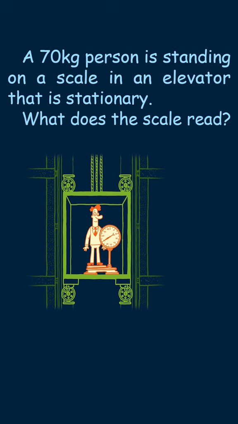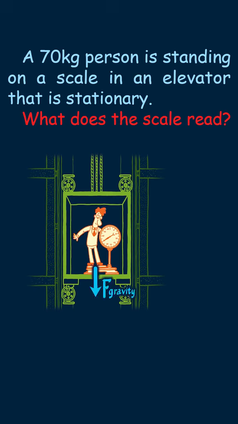weight. Let's consider the first case, where a 70 kilogram person is standing on a scale in an elevator, and the elevator is at rest. The first thing we do is draw our force diagram, which has the force of gravity pointing straight down, m times g, and an unknown normal force pointing straight up. This is what keeps the person from falling through the elevator floor.